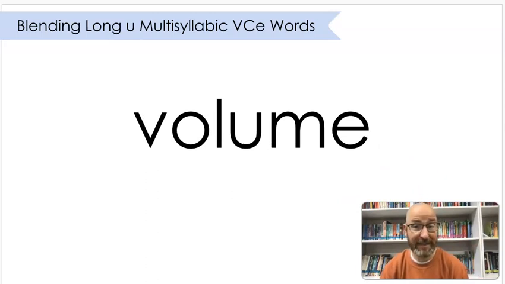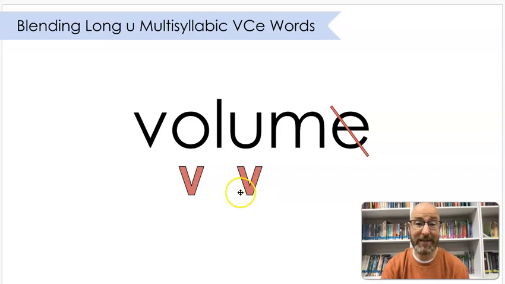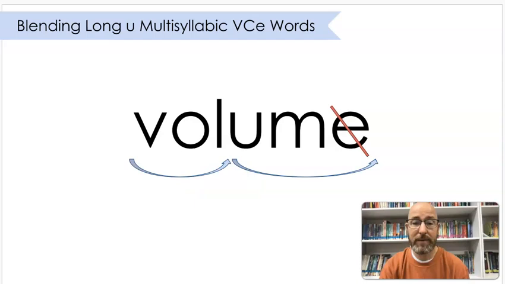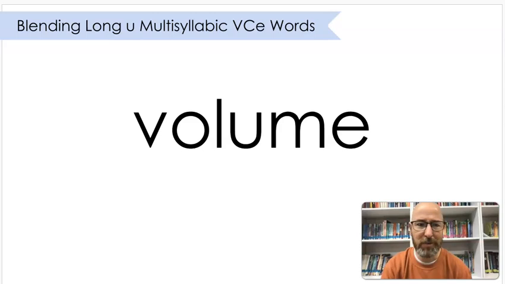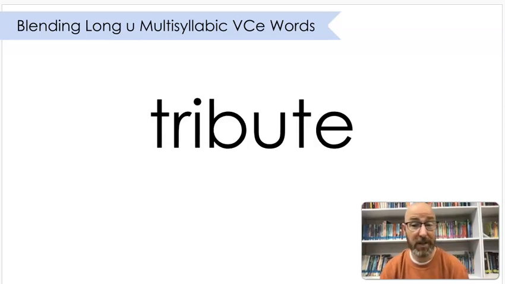Here's another word. Do we see that VCE at the end? We do. And of course, we want to find and locate the 2 vowels. What kind of pattern do we have? VCV. We know that most of the time, sometimes we would split after that vowel, and that would be volume, and that would not have sounded right, but let's try it this way. Volume. What would that word be? Volume. Very good.